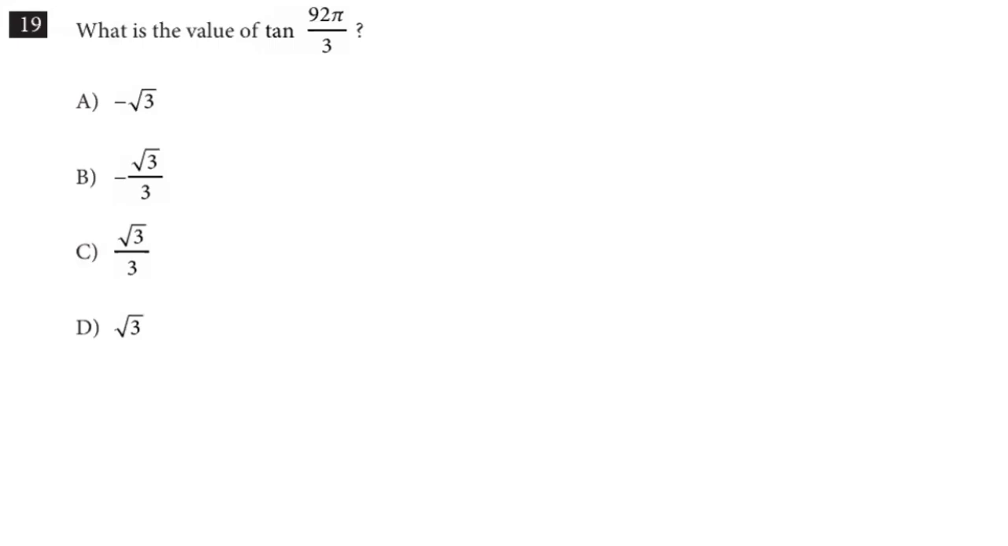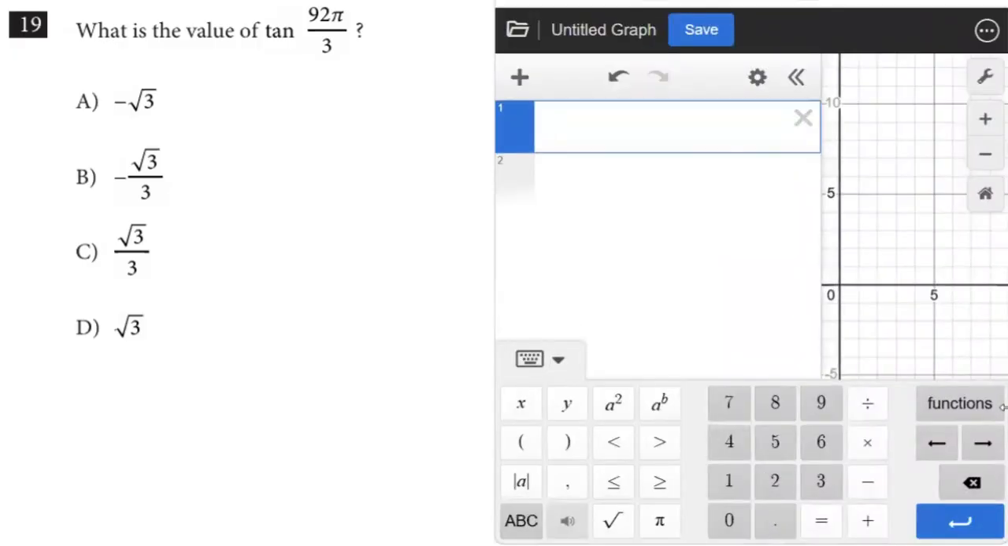Question 19. What is the value of tan of 92 pi divided by 3? There are some options. For questions like these, just go to the graphing calculator and check the function. So you can see tan, and I can put 92 pi divided by 3. It's not giving me an exact answer, but it's sure that either A or B is the correct answer. C and D are not correct since they are positive values.